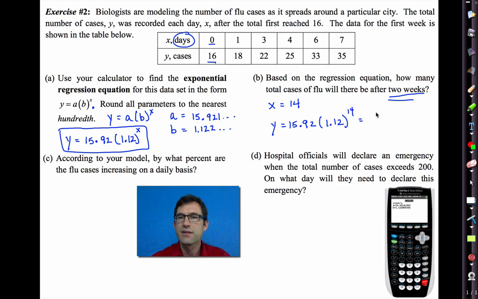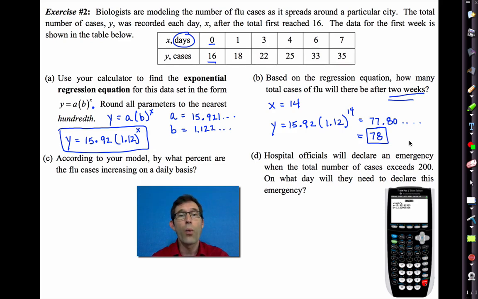That's going to give us 77.80, etc. But of course, the problem doesn't tell us what to round to because it doesn't need to. We're talking about the number of flu cases. That's got to be an integer, right? So we're going to make that into 78. 78 flu cases.